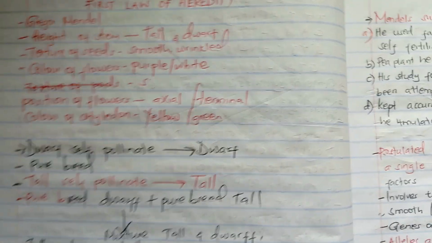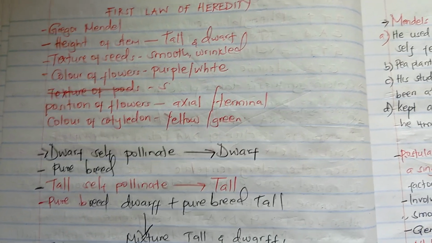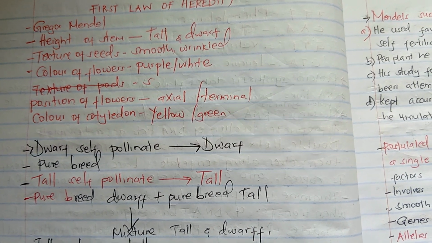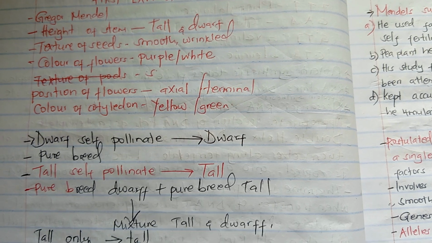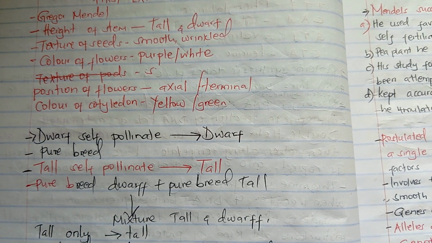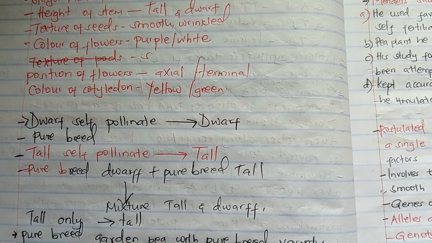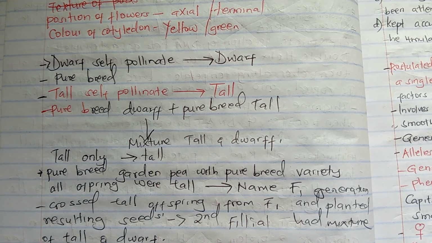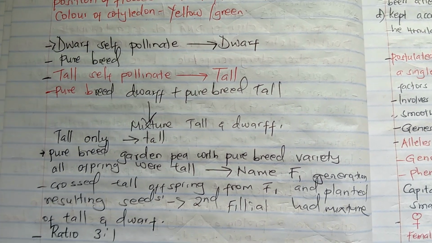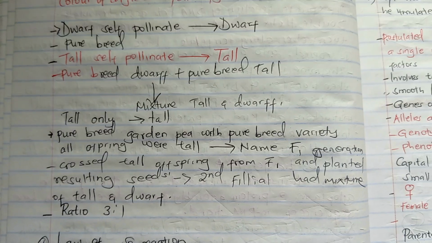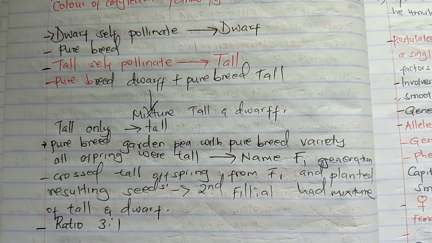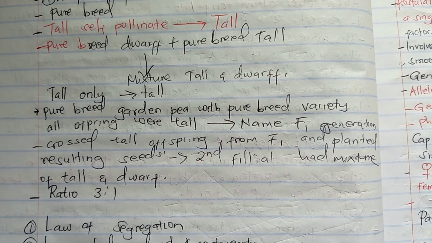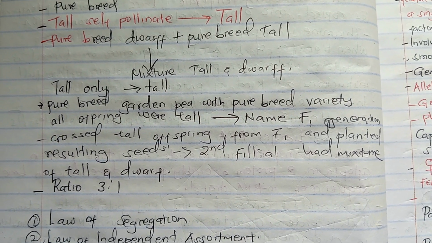So we're then going to look at the first law of heredity that was by Gregor Mendel. He determined the height of the stem, tall and dwarf, the texture of the seed coat, smooth or wrinkled, color of the flowers, either purple or white, position of the flowers, either axial or terminal, and the color of the cotyledon. The dwarf plants self-pollinated to give rise to dwarf purebred, while the tall were self-pollinated to give rise to tall purebred.